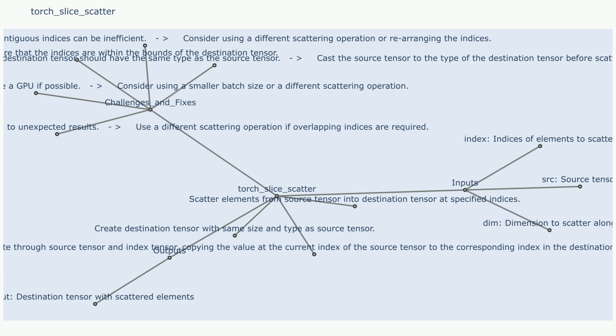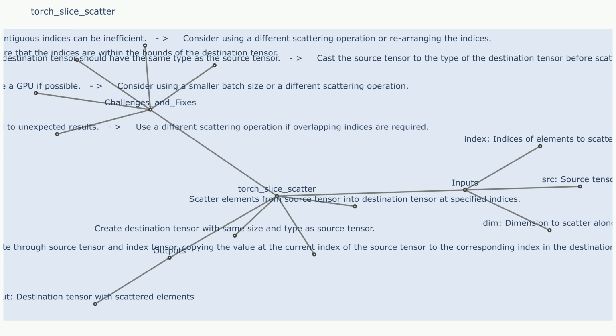If multiple elements in the index tensor map to the same slice in the destination tensor, the result will depend on the order of the elements in the index tensor. Later elements may overwrite values written by earlier elements, potentially leading to unintended outcomes. Sample use case that resulted in challenge 2. Providing multiple indices that point to the same slice within the destination tensor, leading to overwriting of values.